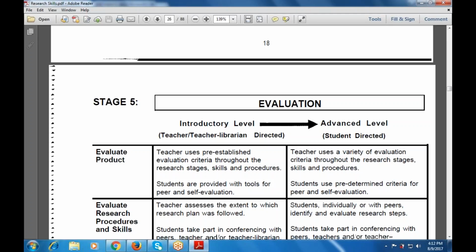In terms of the teacher, they use a variety of evaluation criteria throughout the research stages. The research stage may be how to make the connections, how to evaluate the material, how to use the skills and procedures, and also predetermine the content, whatever content is taken out.